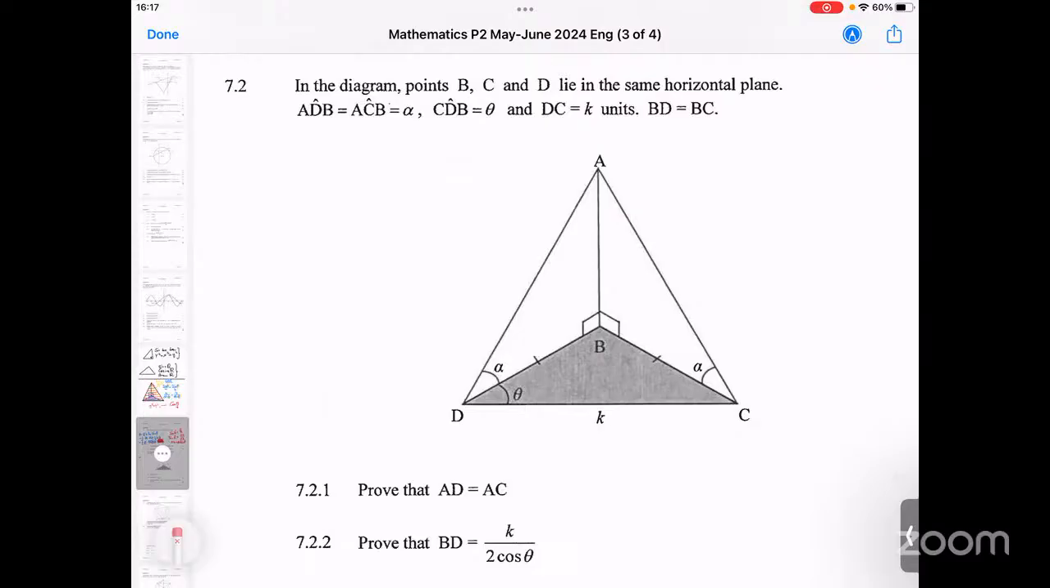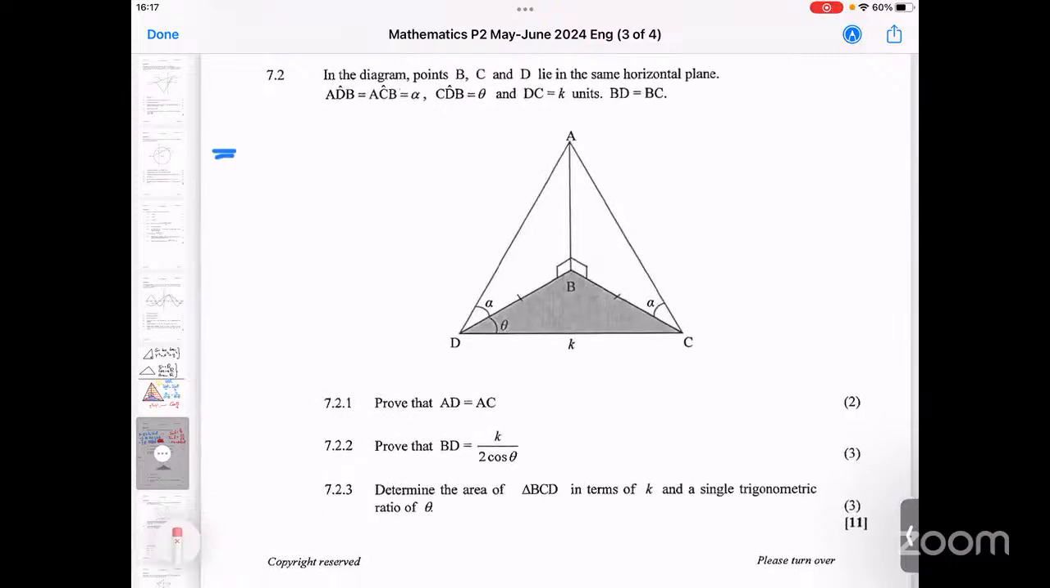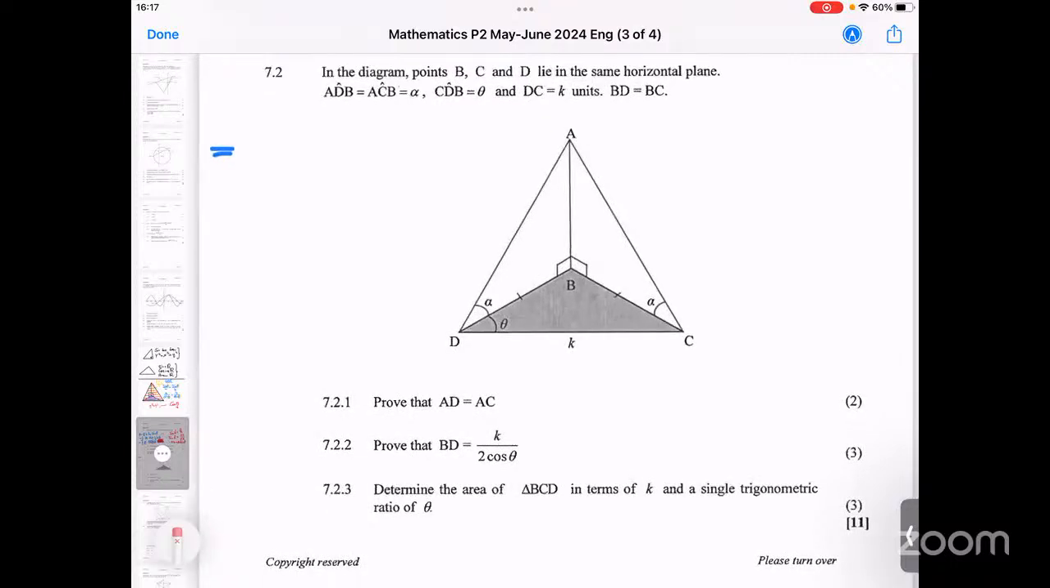Okay, there's the first question, Didintle, where they want you to prove that AD is equal to AC.